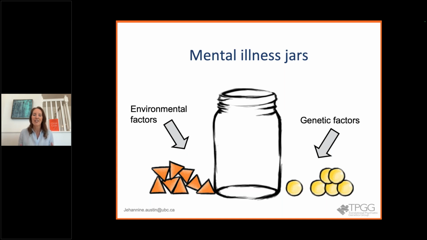And so if we imagine that we all have a mental health jar, and when that jar gets full, that's when we are actively experiencing problems. So that's when our kids might be using drugs or alcohol in ways that are problematic, or experiencing depression or anxiety. The things that can make that jar fill up are genetic factors, which we're going to show here as little yellow marbles, and environmental risk factors, which we're going to show here with little orange triangles.